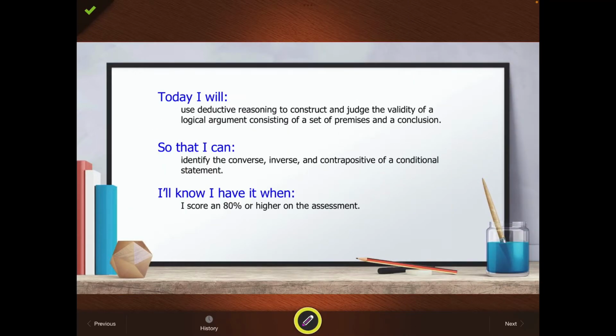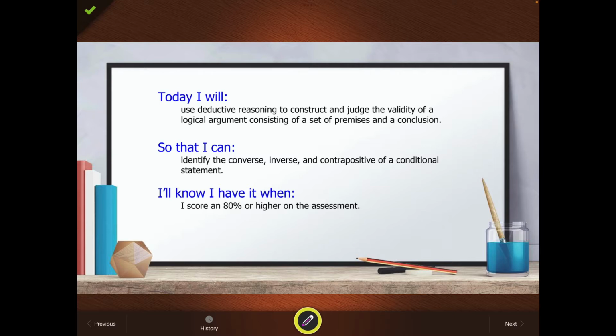So what we're working on is we're using deductive reasoning to construct and judge the validity of logical arguments that will consist of a set of premises and a conclusion. Today, we're specifically going to work on identifying and writing the converse, inverse, and contrapositive of a conditional statement. If you want to know if you have a good understanding of this topic, you want to look at scoring an 80% or higher, and that will let you know that you have a good handle on this topic.